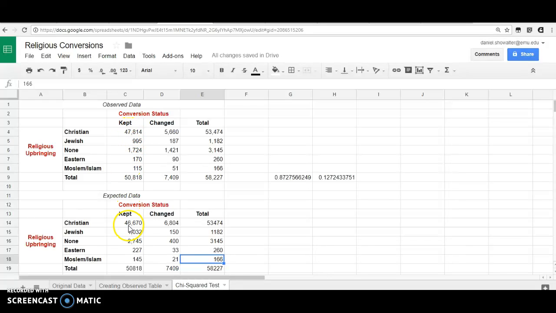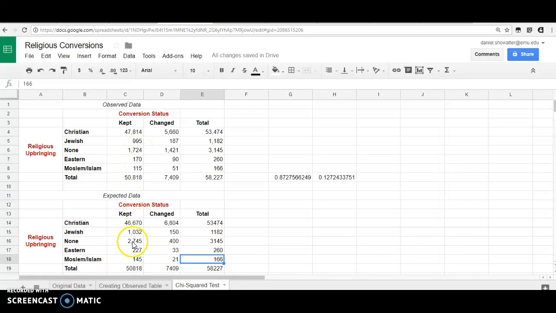Let's see how many there are. Sorry, this is the expected; this is what we actually have. So there were more Christians than we expected who kept their religion. Jews, we would have expected 1,032. It was pretty close, but a bit down. These would be the ones who did not have a religion, and that's quite a bit lower.